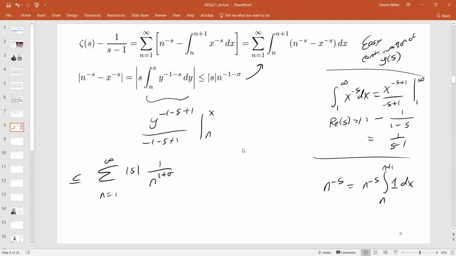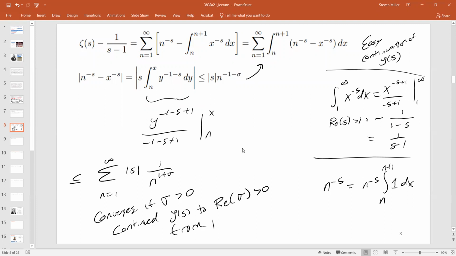When does this converge? For what values of sigma does this converge? Yeah, so it converges if sigma is greater than 0. We have continued zeta of s to the real part of sigma greater than 0, from the real part of sigma greater than 1. So initially, our formula for zeta only worked when the real part of s was greater than 1. This formula actually works so long as the real part of sigma is greater than 0. It is not the best continuation possible, but we got it with very little work.